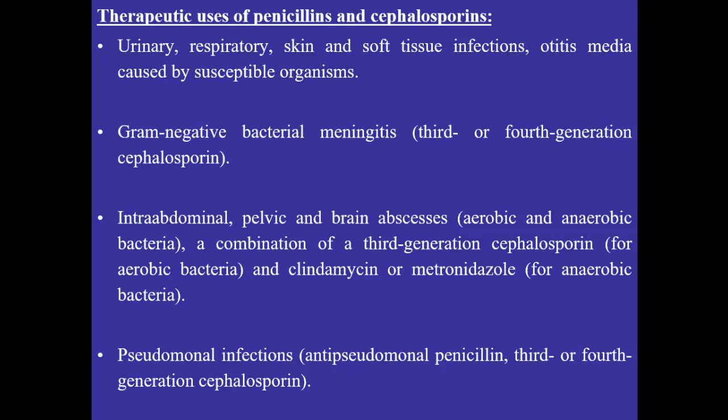Gram-negative bacterial meningitis, I can use penicillin and third or fourth generation cephalosporins. Intra-abdominal, pelvic, and brain abscess, I can use a combination of third generation cephalosporins and clindamycin or metronidazole. This combination is for synergistic effect and decreases the side effects of both of them. Pseudomonal infection, I can use anti-pseudomonal penicillin and third or fourth generation cephalosporins.